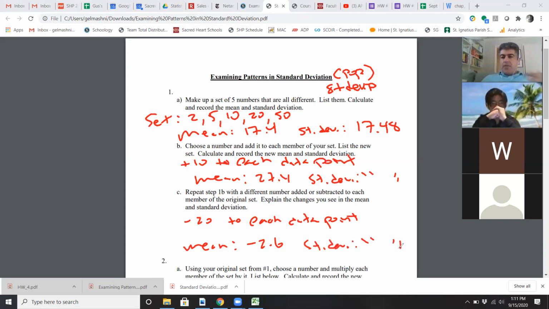So remember, standard deviation is all about spread. We didn't change the spread at all. All data points changed consistently with each other, so spread stayed the same. Of course, the mean changed, but not the standard deviation. So that's kind of good through exploration there.